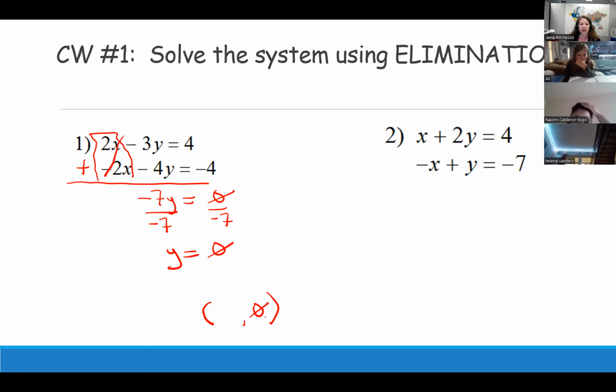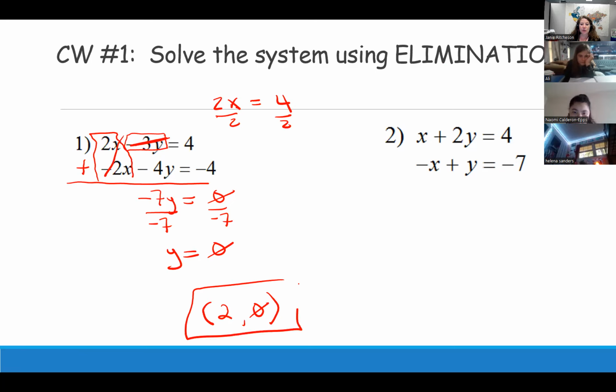Now we need our x value by plugging in 0 for y. So I'm going to take the top equation. If I plug in negative 3 times 0, that is 0, right? So I'm left with negative 2x is equal to 4. When I divide both sides by negative 2, I get x equals 2. So my answer is 2, 0.